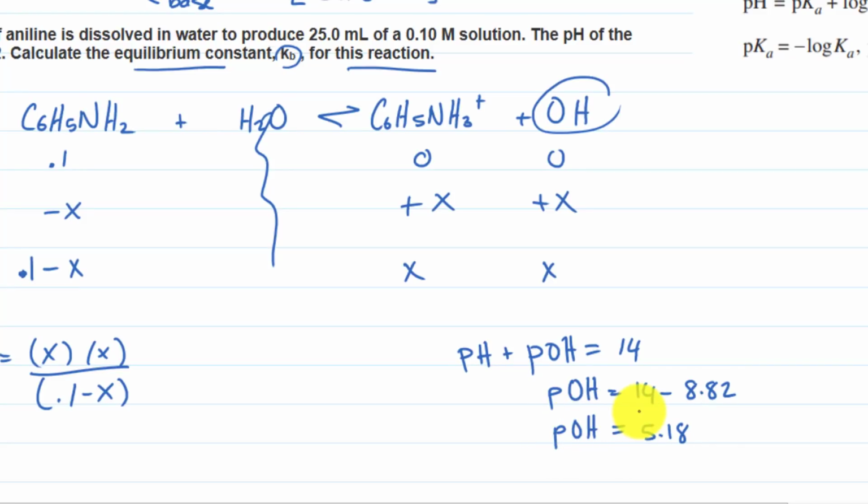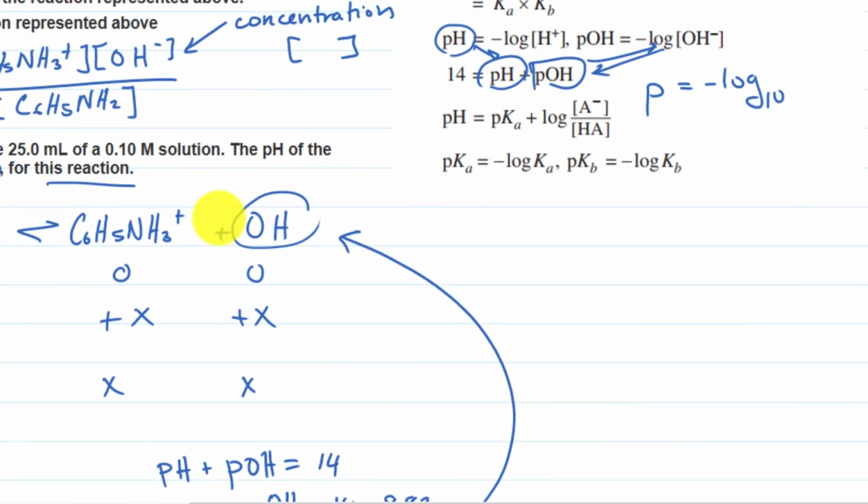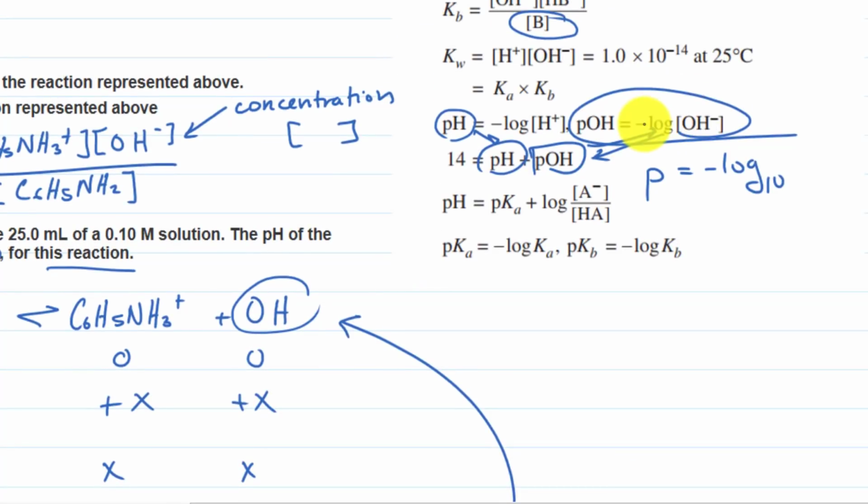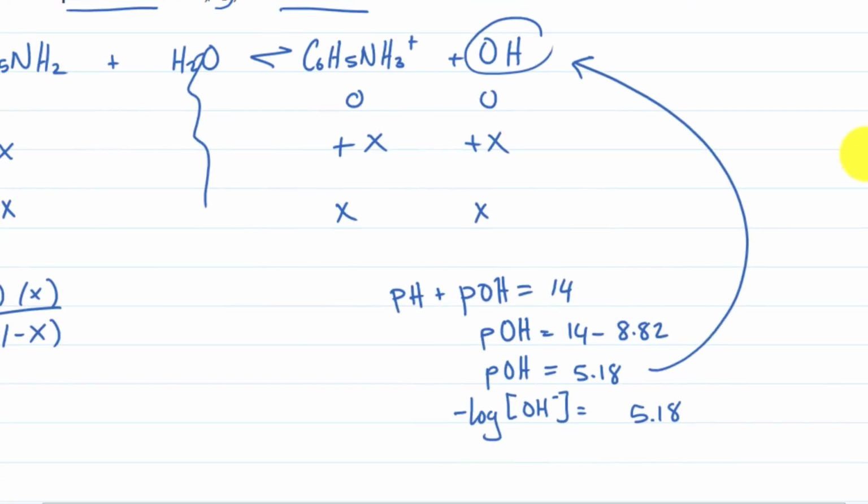Now, again, this has to be converted into concentration. So do we know anything about the relationship? Yes, we know right there. If we look at the concentration, we can rewrite this as negative log of OH minus equal to 5.18. This is what we have right there, okay? So pOH, again, is just the negative log of this.